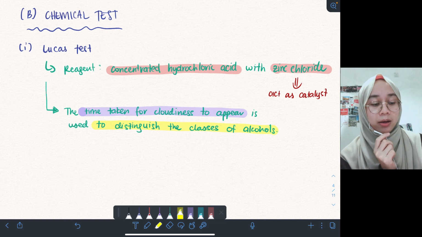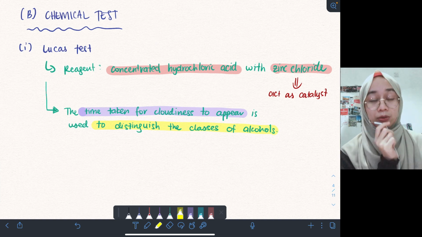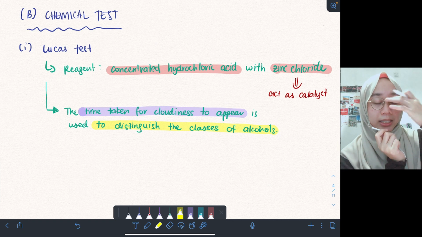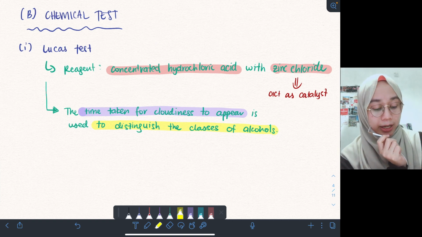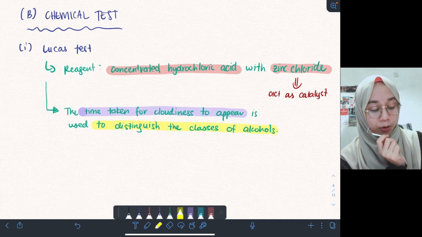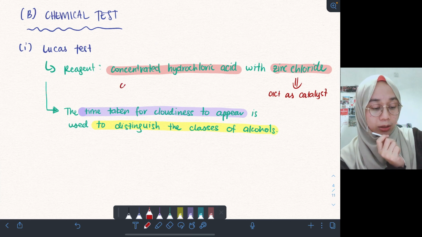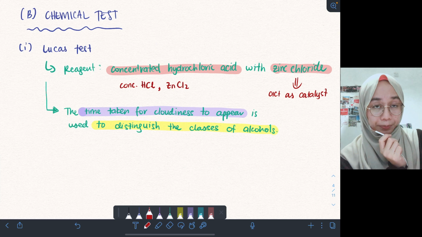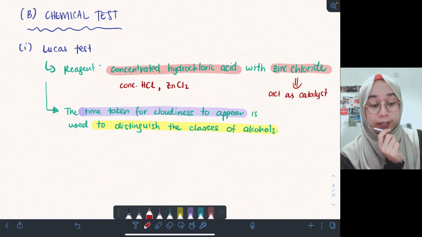And when we say the Lucas reagent, basically reagent yang ke atas tu, which is concentrated hydrochloric acid together with zinc chloride, so that is the Lucas reagent. Kalau nak tulis, basically kita just akan tulis concentrated HCl and then comma zinc chloride. Zinc chloride is ZnCl2. So itu yang akan ditulis dekat equation lah. Nanti kita tengok equation dia macam mana.